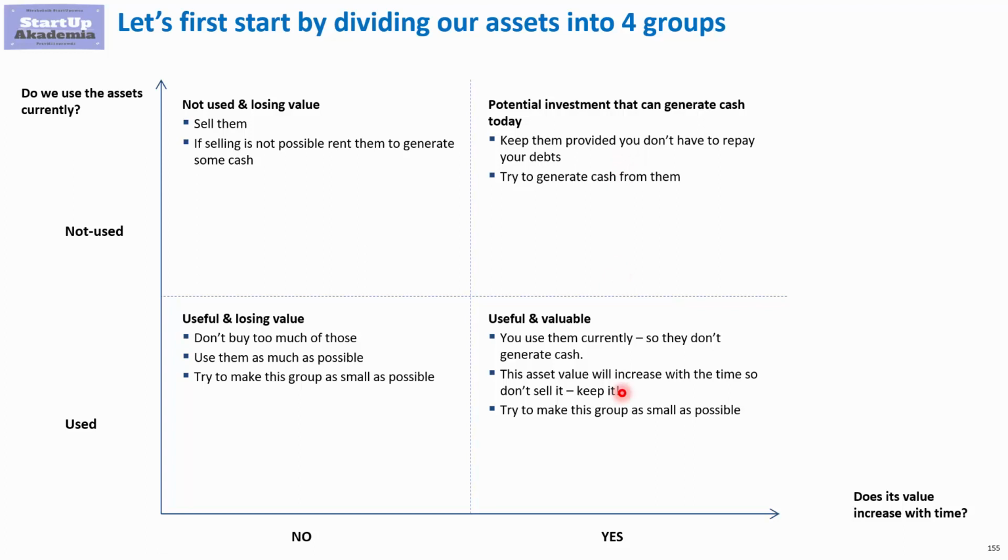So an example would be buying a big apartment versus buying 2 small apartments. So in short, try to keep things that increase in value. And again, when it comes to the things you use, try to use as little as possible. And if something is losing value, try to not buy it or buy as little as possible. Now let's go to some examples.